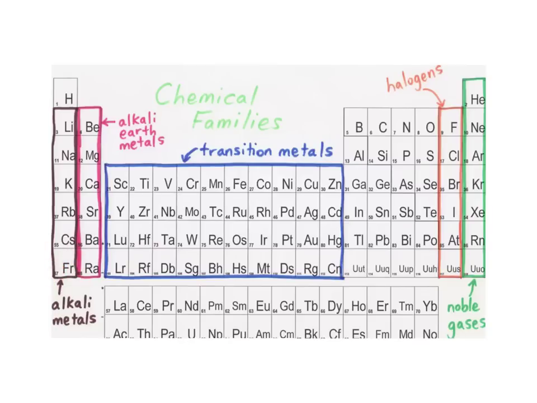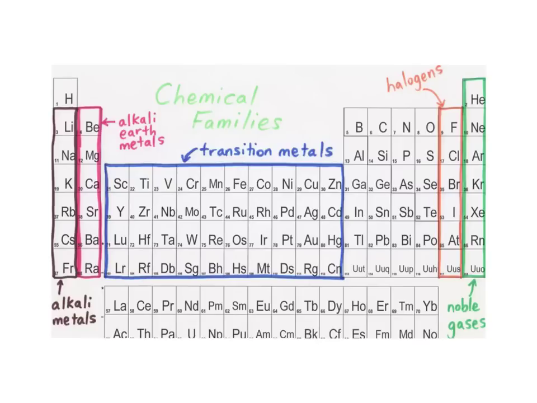Now, group number 2 are called the alkaline earth metals. The alkaline earth metals also produce base when reacting with water, though the base is less caustic or less strong. The reaction is less severe than that of the alkali metals.